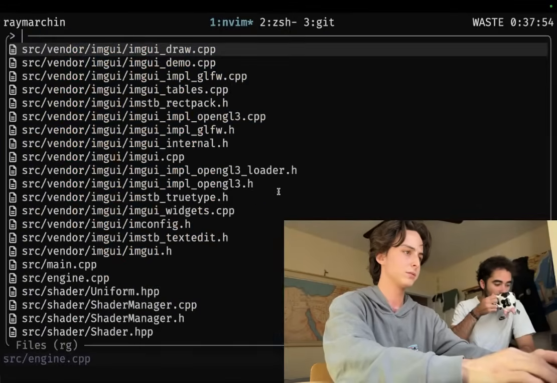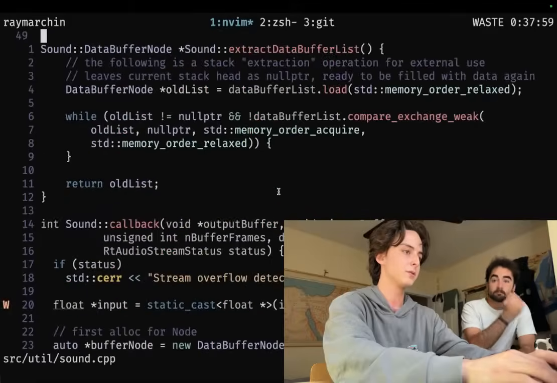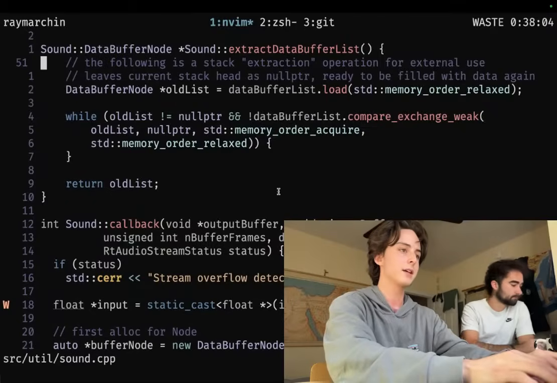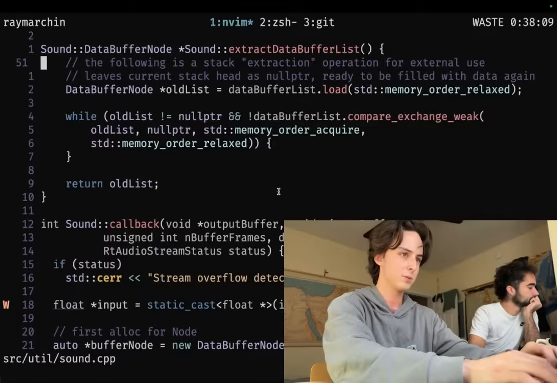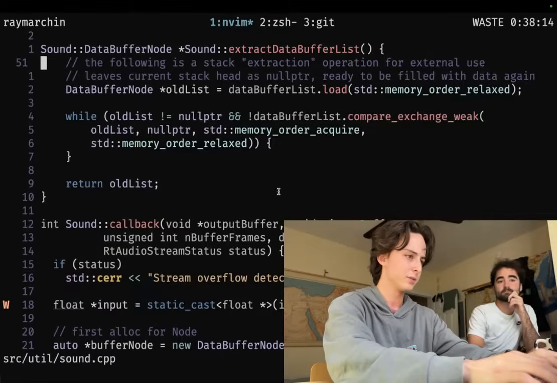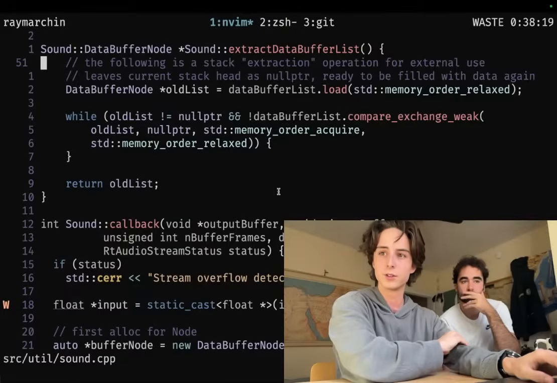Let's see, I guess let's check the comments. Mono for microphone. No, this wasn't existing. The following is a stack extraction operation for external use. Leaves current stack head as a null pointer, ready to be filled with data again. Wow. Did you pull this on? No, I haven't done any of that. This is some cracked low-level stuff.